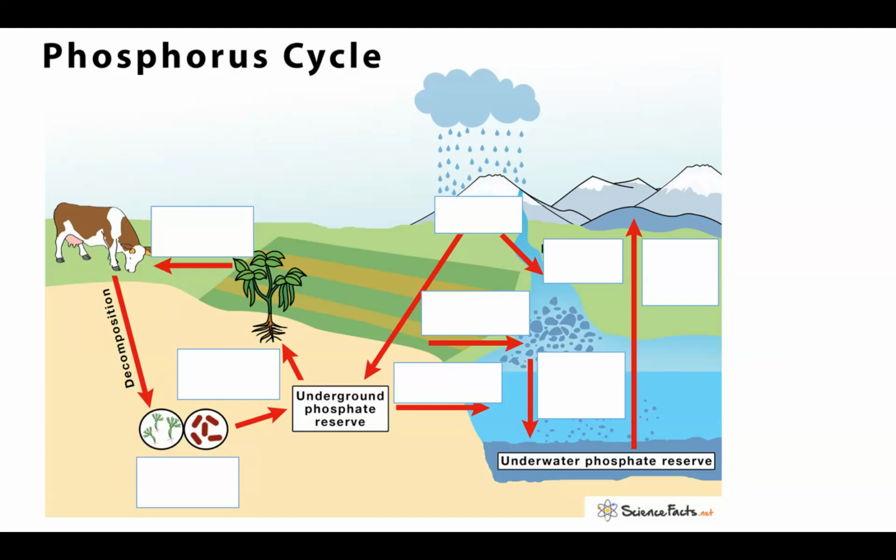Then after our plants and animals die, we have decomposers. Our decomposers are going to return phosphorus to soil. So decomposers return phosphorus to soil.